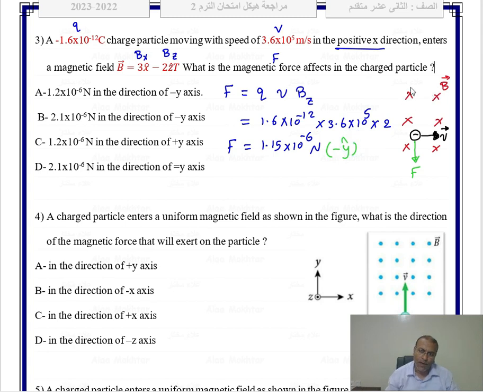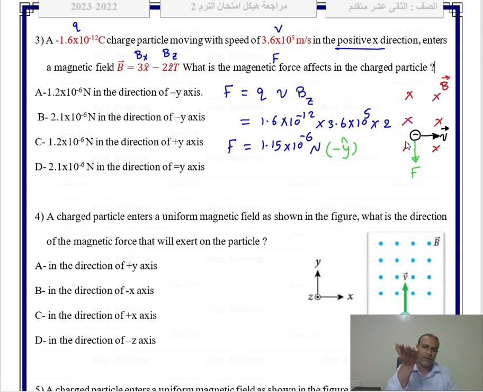Again, why I draw the magnetic field as X, not dot? Because it's in negative direction, inward. And the charge moves in positive X direction. I draw the right side arrow, and this charge is negative. The force effect on negative is with backhand, not palm hand.